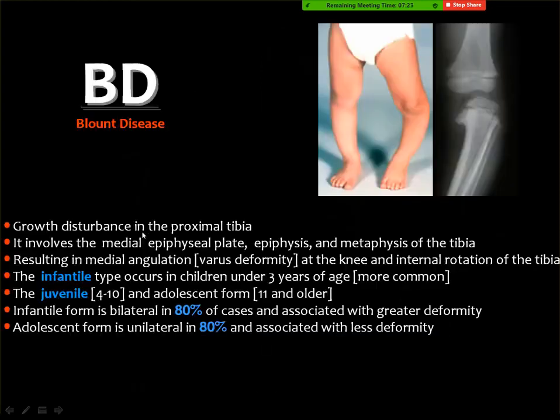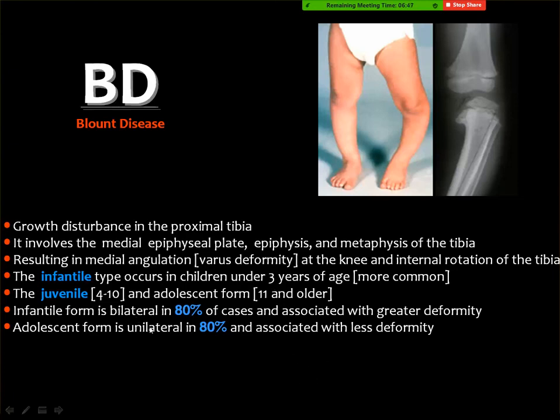And this is the gross disturbance of Blount disease, the gross disturbance is in the proximal tibia. It involves the medial epiphyseal plate, the epiphysis, and the metaphysis. This is the area of affection, resulting in medial angulation and the varus deformity, as well as internal rotation of the tibia. There are two forms, the infantile form, which occurs before the age of 3 years and is more common, and the juvenile form, which occurs around 11 years of age.